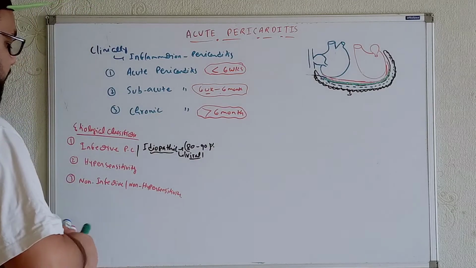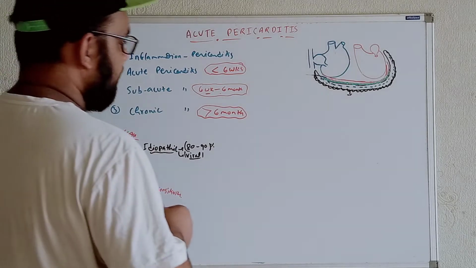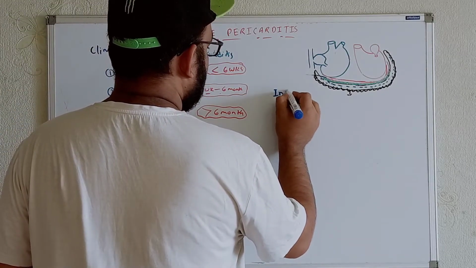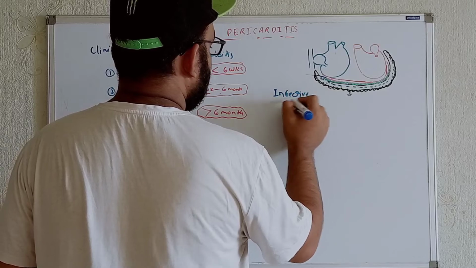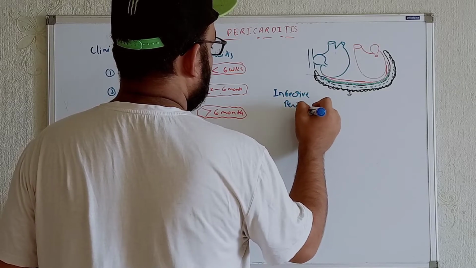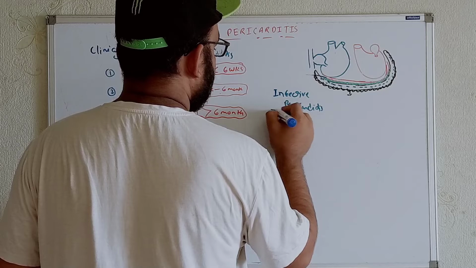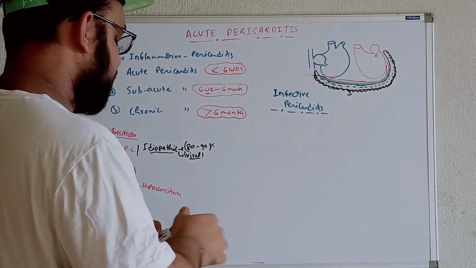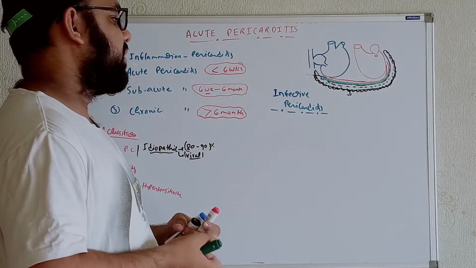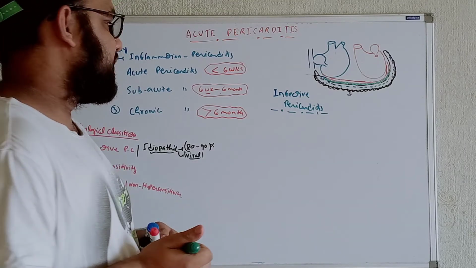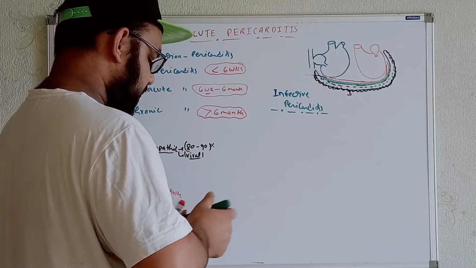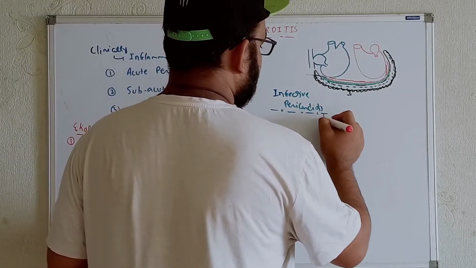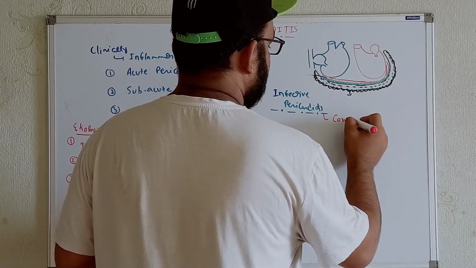So whenever we talk about the infective pericarditis, let's write it over here. What are the things we'll get over here? So, infective pericarditis. See, as I said, it is idiopathic, but yet sometimes the virus can cause this type of situation. The most common virus that can cause this is known as Coxsackie virus.